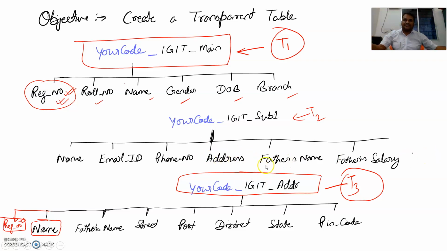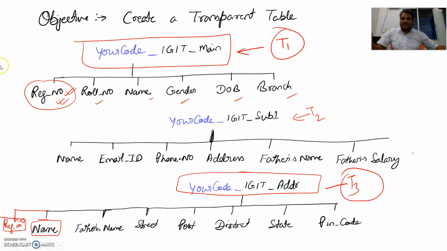In this, address is also a component. This address can also be collected in a separate table like name, registration number, father name, street, post, district, state, and pin code. Now let us understand the foreign key concept.